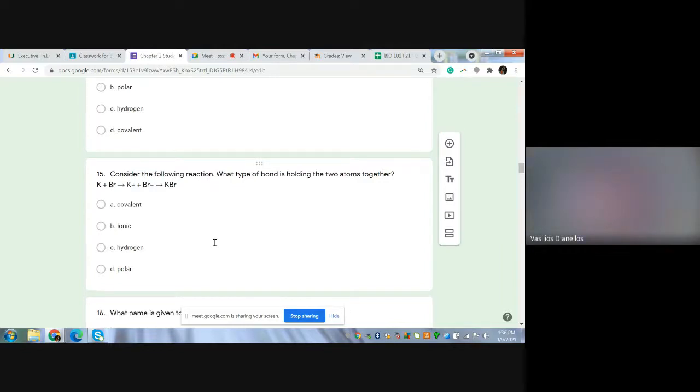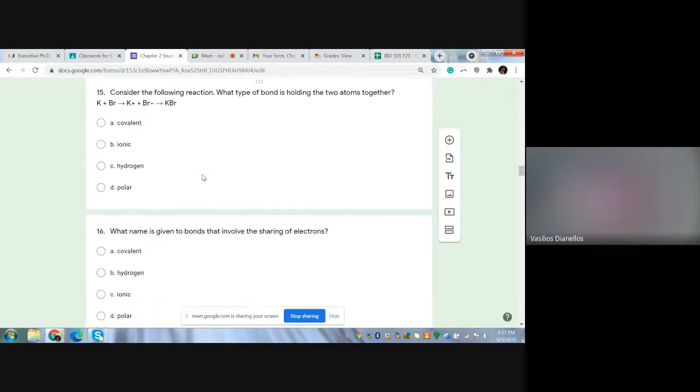Number 15, I never showed you anything like this in lecture, therefore it won't be on the exam. But what some of you did figure out was that here you can say that this K turned into a positive, right? It became charged. This Br also became charged because it's negative. Therefore, we can deduce that this is an ionic bond, even though you've never seen that before. You should know that that's an ionic bond because you can see that those ions came together to form this ionic compound. But again, that won't be on the exam.